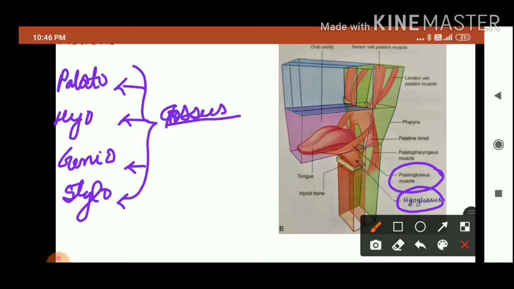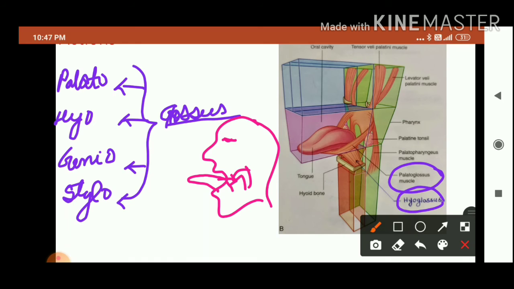Elevation and depression are self-explanatory, but suppose this is a person. Protrusion means that you protrude the tongue out, you make the tongue come out. And if you make the tongue come in, then it is known as retraction. This is the general meaning of the words protrusion and retraction.